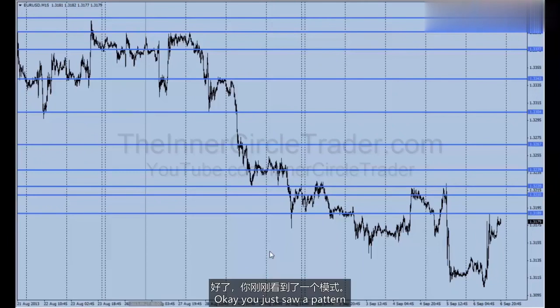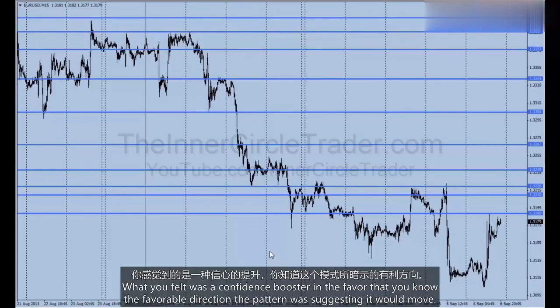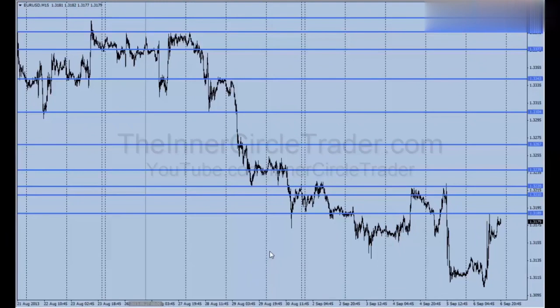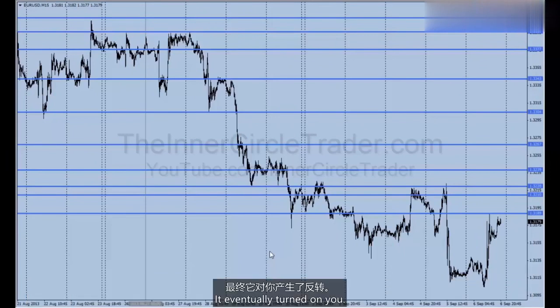Okay, you just saw a pattern, or a similarity to what would be considered a price pattern, and then reacted to it after the market started moving, which you felt was a confidence booster in the favorable direction the pattern was suggesting it would move, and then all of a sudden saw the market turn on you. Even though that supposed price pattern was there, it eventually turned on you. Has that happened to you?